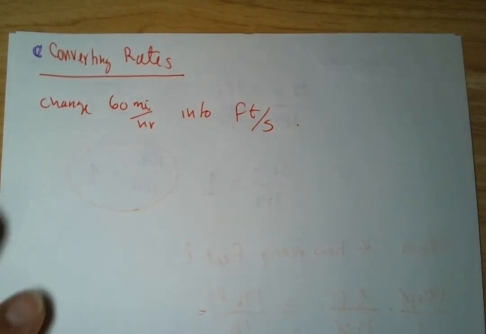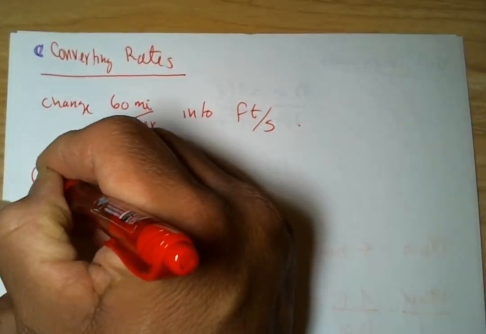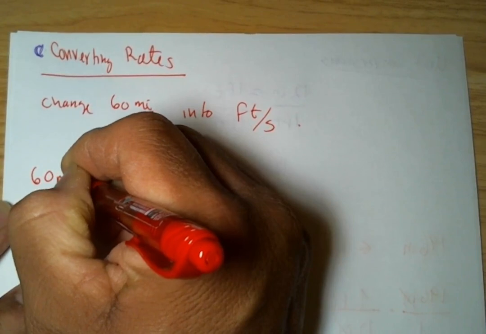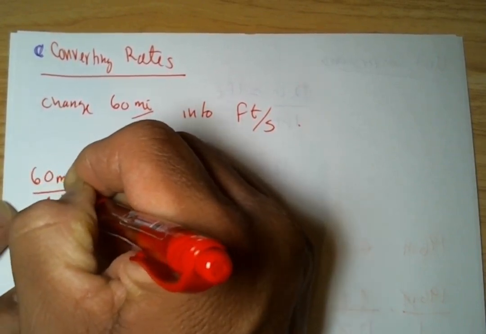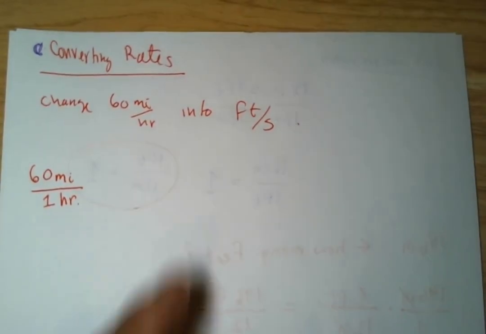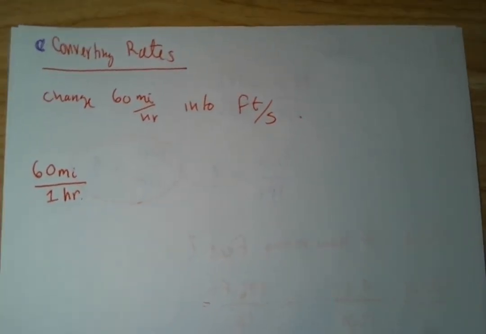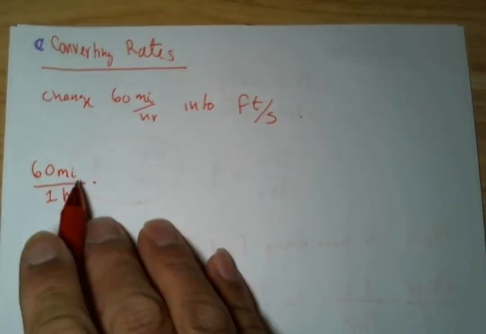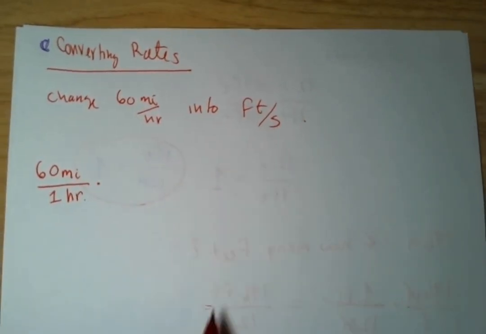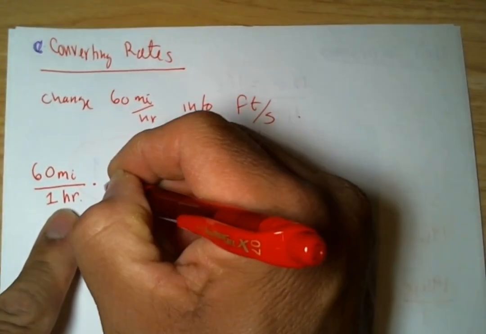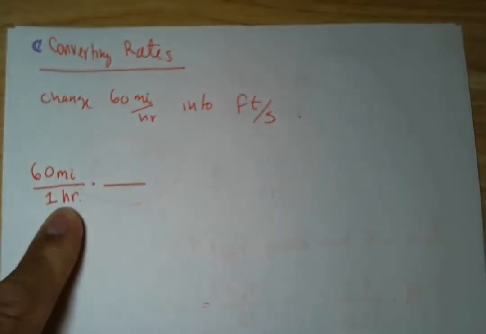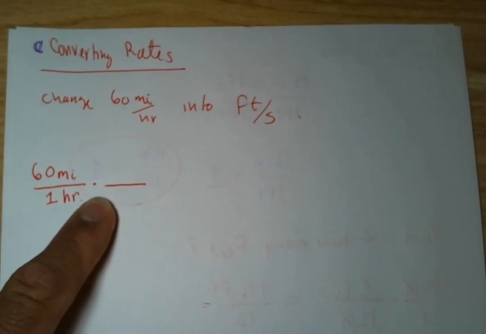Okay, now the process is going to remain the same, right? So we start off with 60 miles per 1 hour, since we do have a unit rate right here. All right, and I want to convert my units into feet per second. Now I'll start with the time one. That one is, I think, the most straightforward one here. So I want to change this to seconds, right?